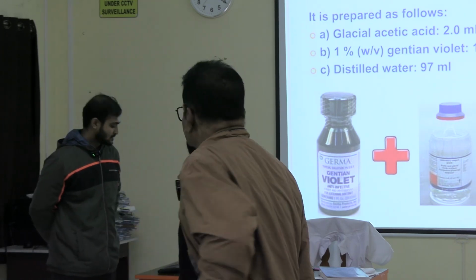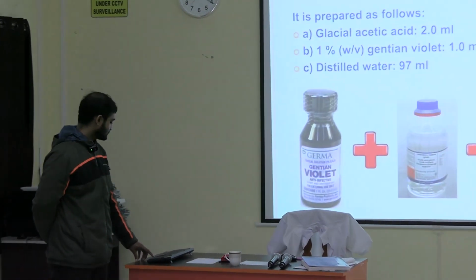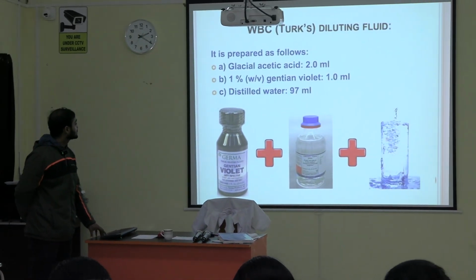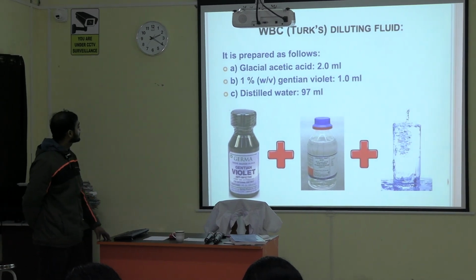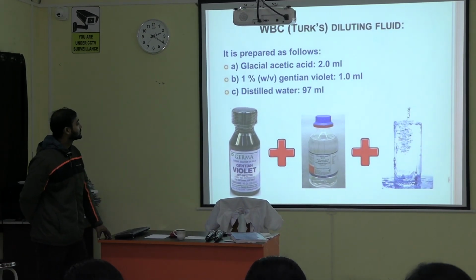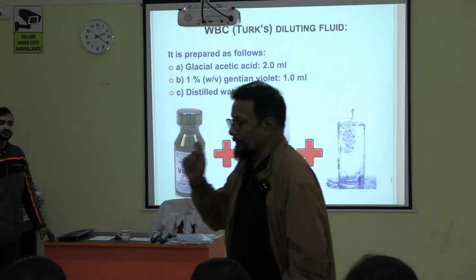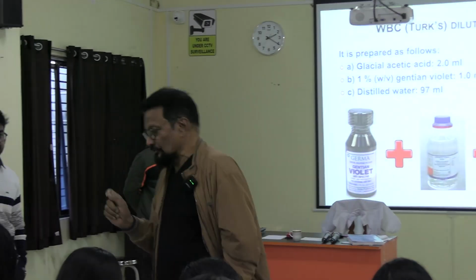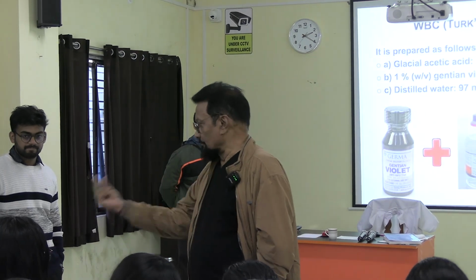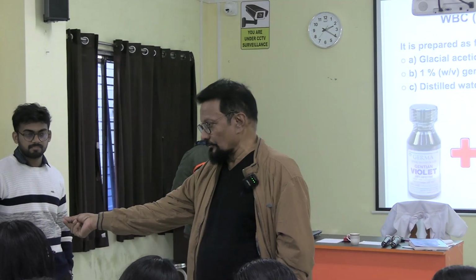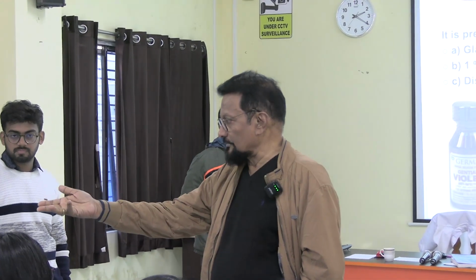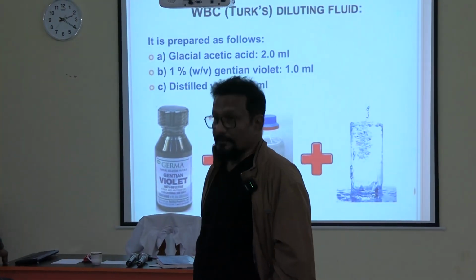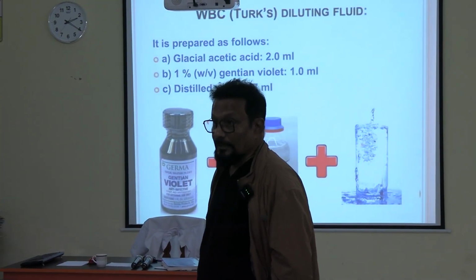Next. Now see, what is the use of gentian violet? What is its composition? It is 1%. If I ask you to prepare a 1% solution of gentian violet, gentian violet powder is given to you, and distilled water is given to you. How will you prepare it? In 100 ml, how much? 1 gram.